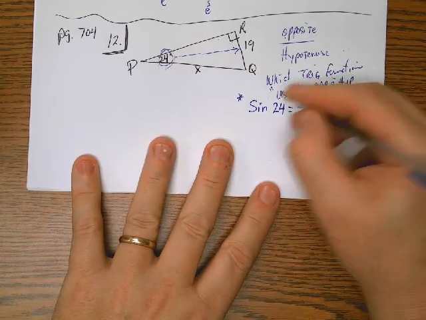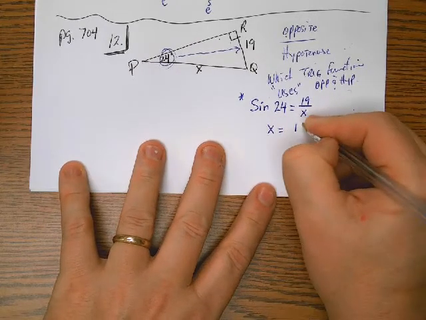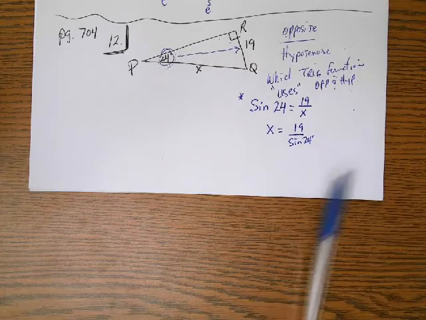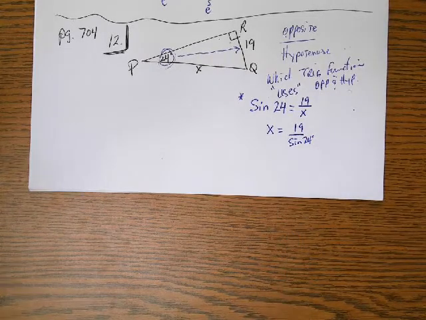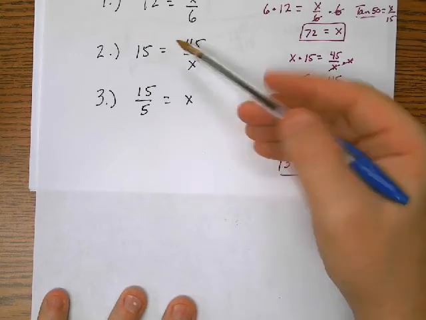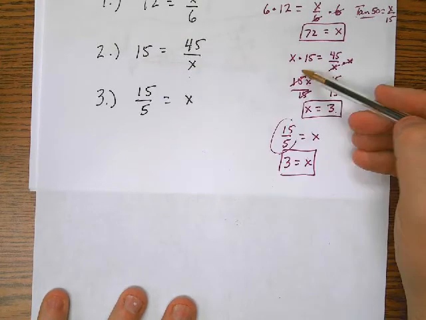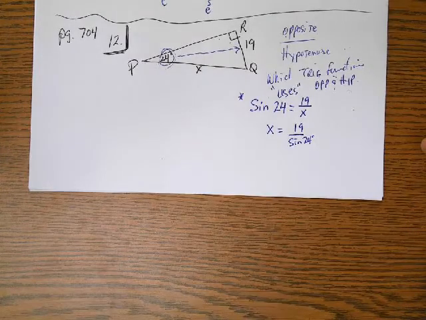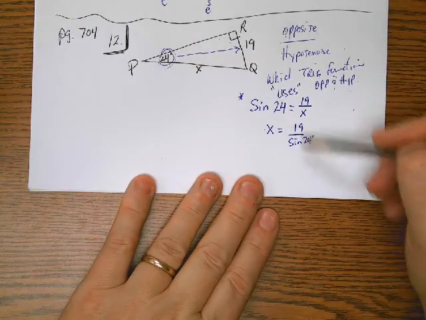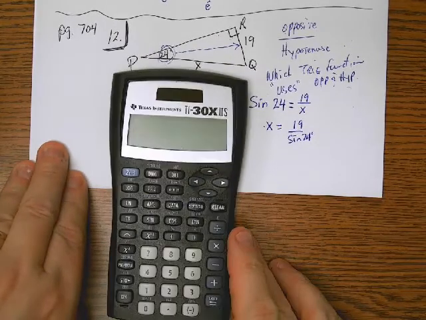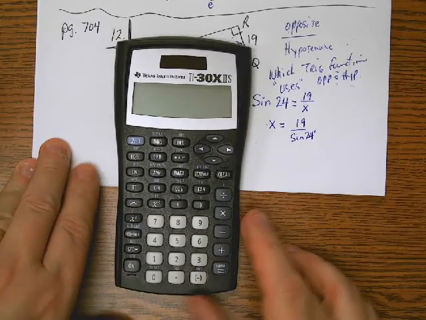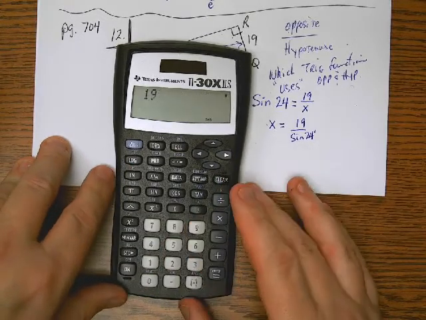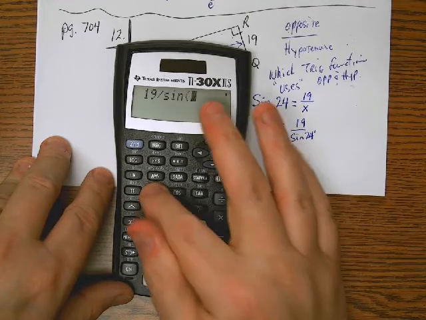Now we solve. So we're going to multiply by x and divide by sine. So we end up with x is equal to 19 over the sine of 24. Now, I went through that pretty quickly, but if you remember, we did it already. Remember in our warm-up? When x is in the denominator, how do we solve? Okay. So we follow that math. Let's get our calculator out. Okay, we're good. We're going to go 19 divided by the sine of 24.